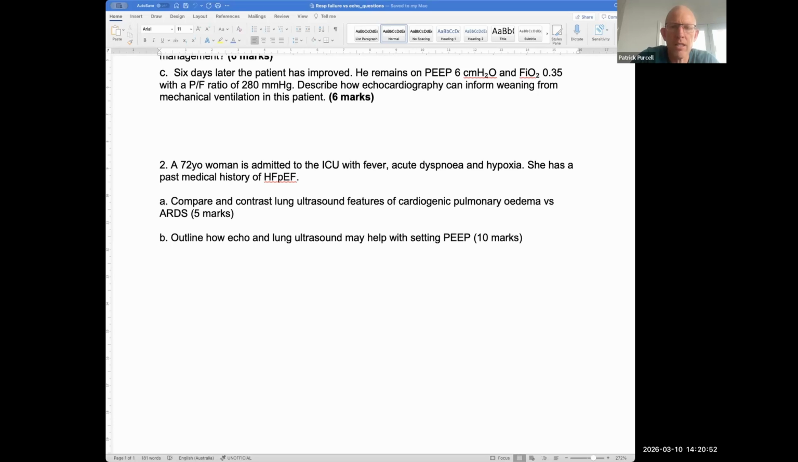And then I went on to B lines. So in APO, usually it's diffuse and bilateral, whereas ARDS can be unilateral or even patchy. Then I did the subpleural space. In APO, I said that's usually normal. And in ARDS, there can be some subpleural consolidation or shred sign is also common. And then I did effusion.